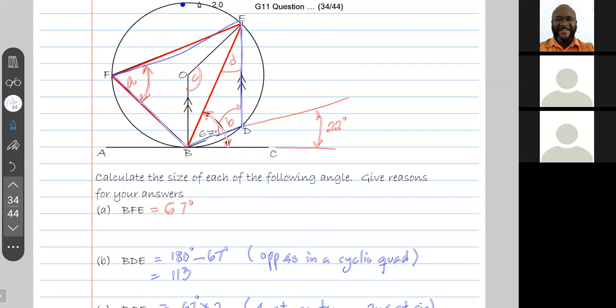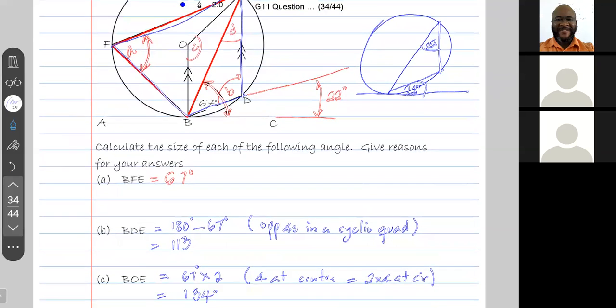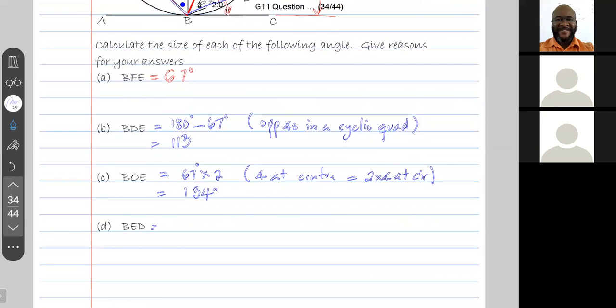Lastly is D. To find D, we're going to use this theorem. That's my tangent. This is my chord. This angle here, which is 22 degrees, was given, but it's not in the diagram. And this now is equal to the angle in the alternate segment. So if this is 22, this is also 22. The angle between the tangent and the chord at the point of contact is equal to the angle in the alternate segment. So angle BED is equal to 22 degrees.